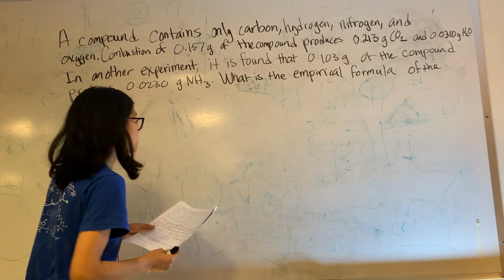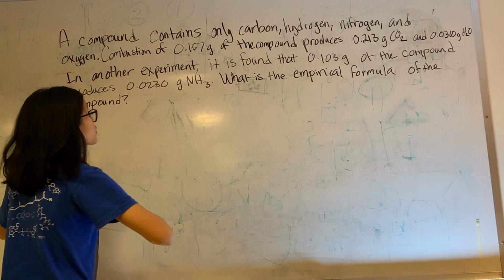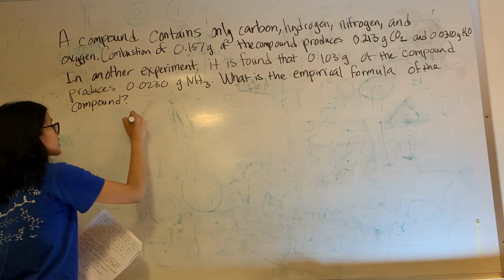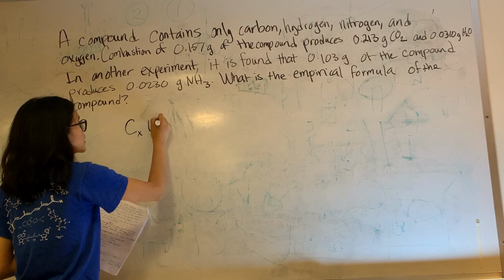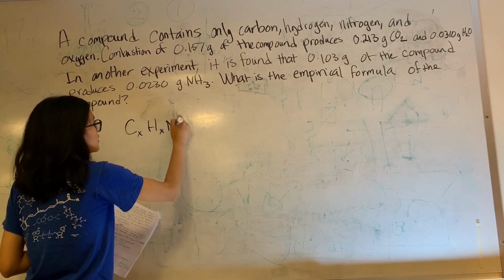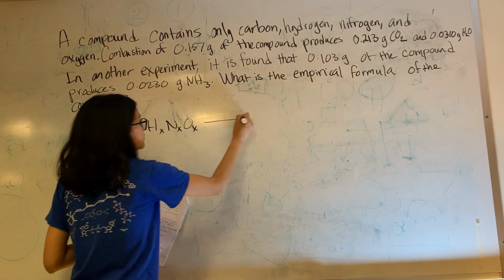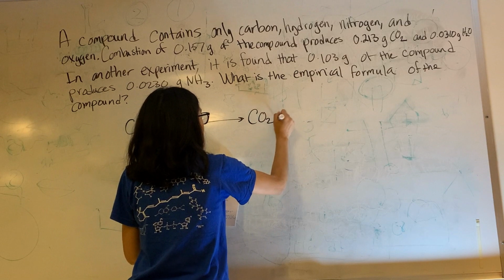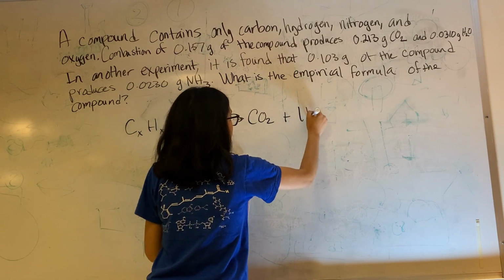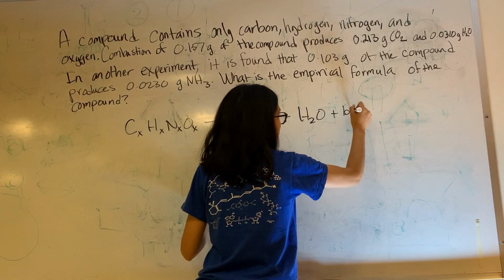All right? So the first one that they described here was a combustion. So you take this compound, which all we know is it has some amount of carbon, hydrogen, nitrogen and oxygen in it. You take that, you combust it, you burn it, you produce CO2, you produce water, and probably some other byproducts because the nitrogen has to go somewhere.